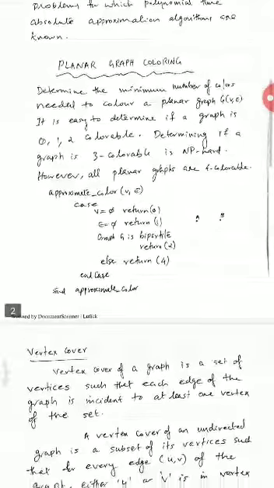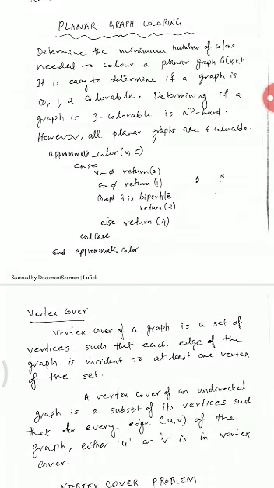The first problem we are considering is planar graph coloring. The problem is to determine the minimum number of colors needed to color a planar graph.